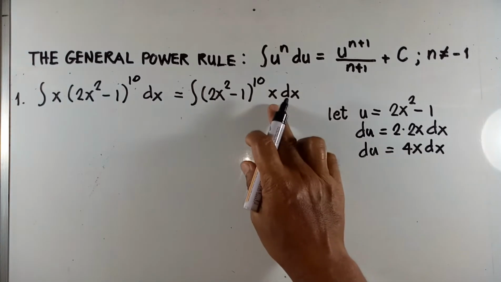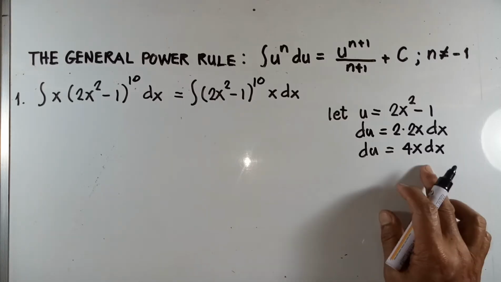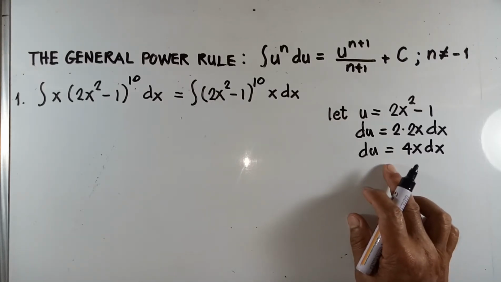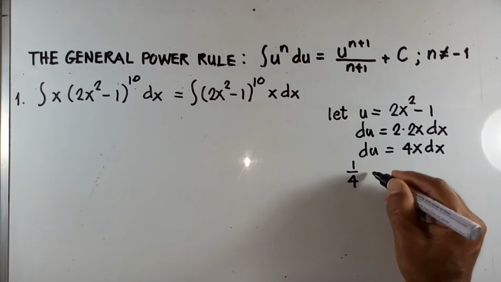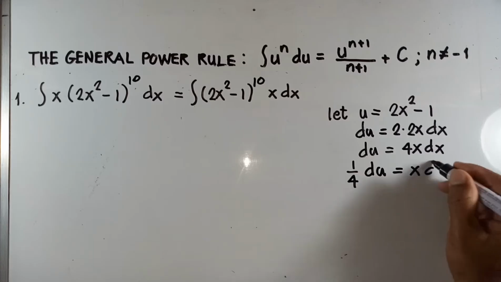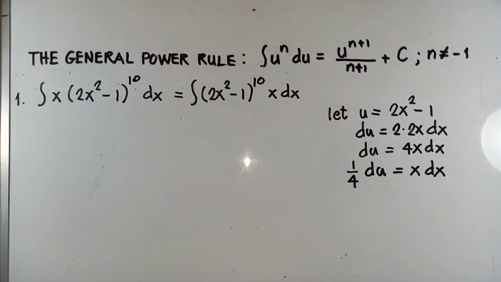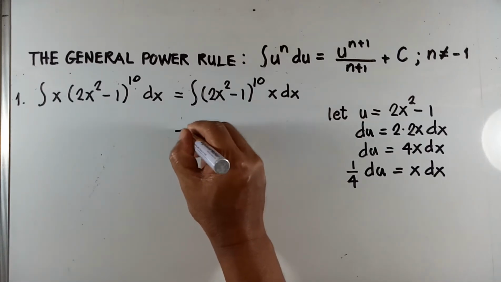Okay, so in the problem, we have this expression x dx. So let us solve that in terms of du. So we must multiply both sides by 1/4. So 1/4 du equals x dx.